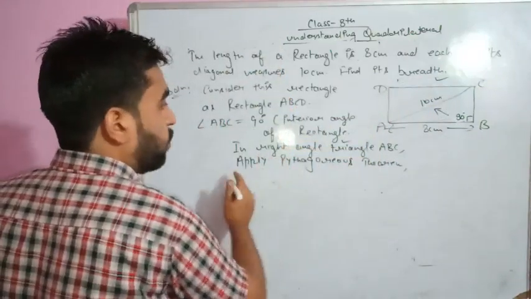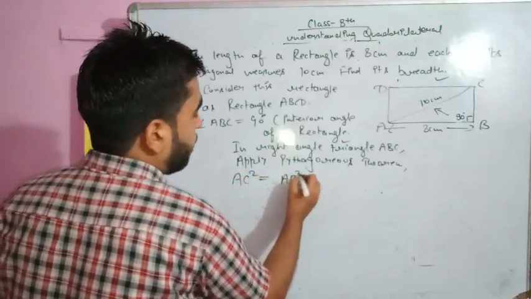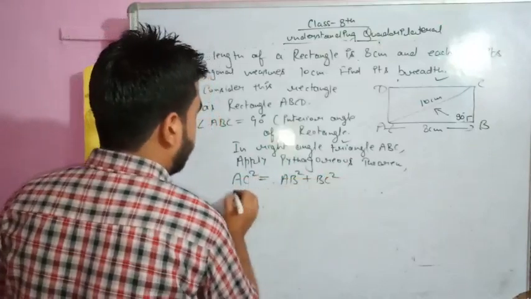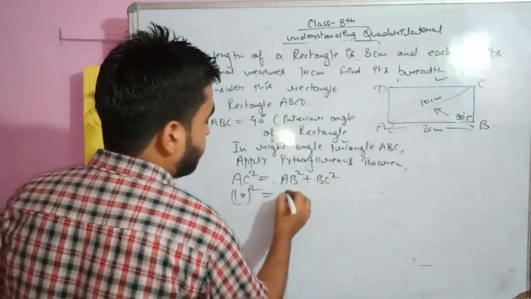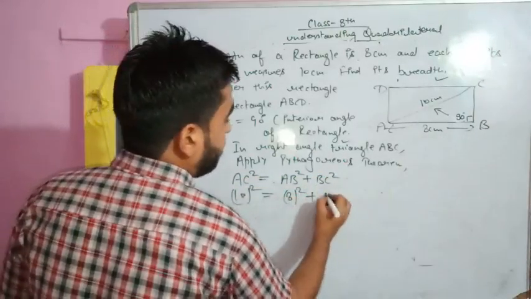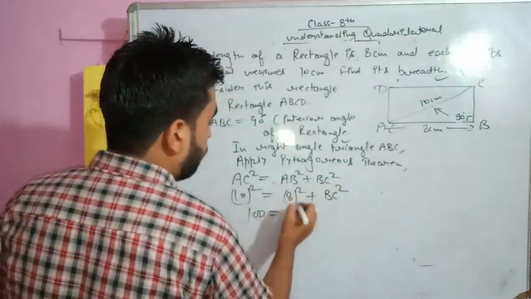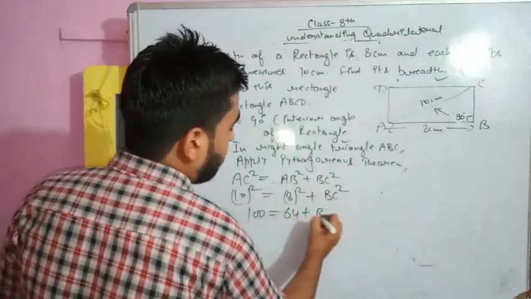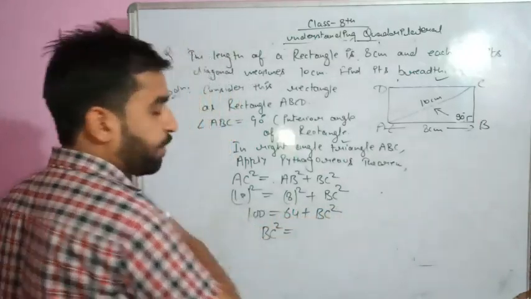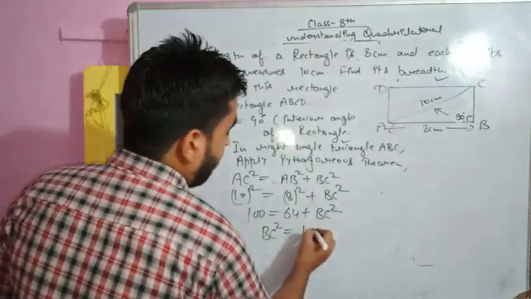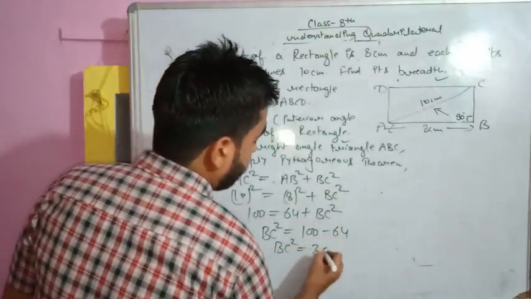apply the Pythagoras theorem. By this theorem, AC square is equal to AB square plus BC square. AC is 10, so 10 square is equal to AB, which is 8 square, plus BC. BC is not known to us. So 10 square is 100, equal to 8 square, 64, plus BC square. So 64 shifted to the other side becomes minus 64, 100 minus 64. BC square will be 36.